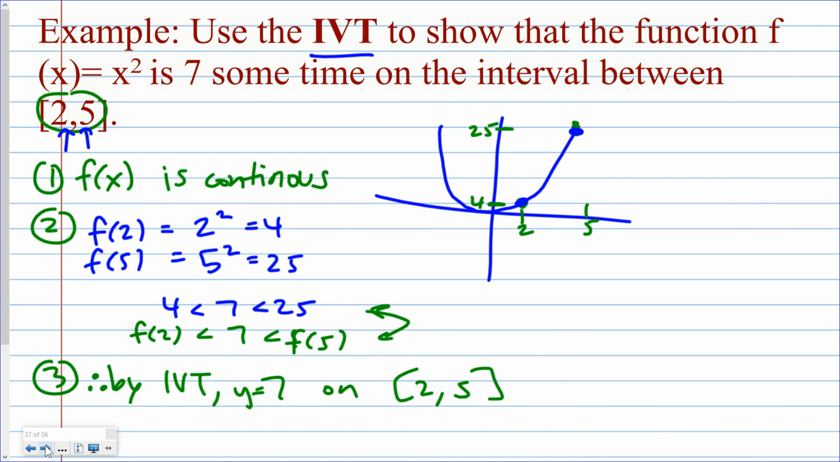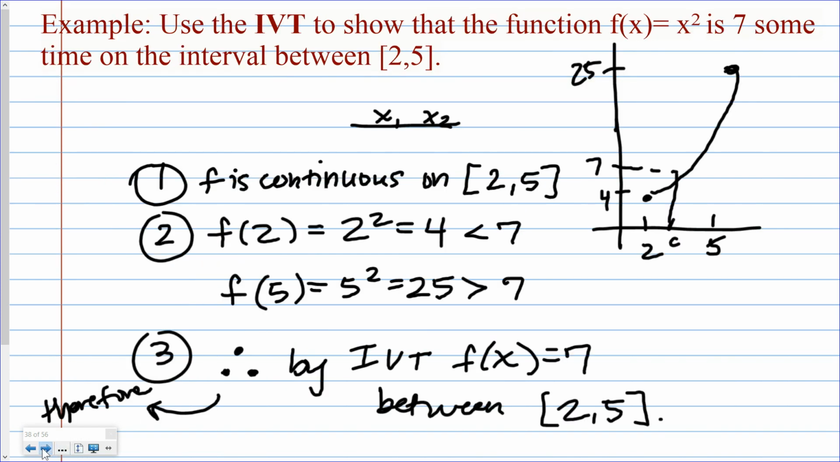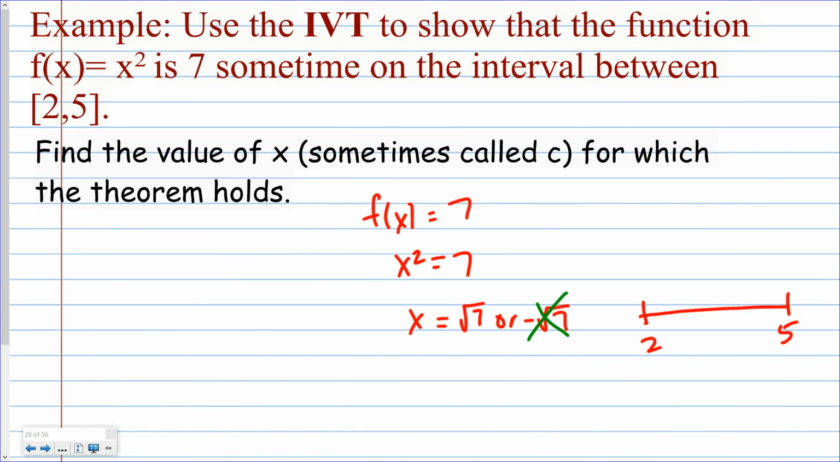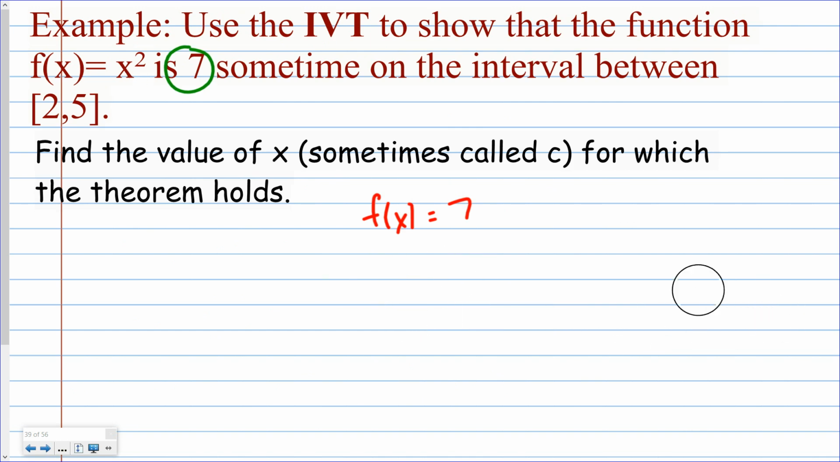The only tricky thing they can throw in is they can say, if 7 is on that interval, at what x value does it happen? At what x value does it happen? Then all you do is set this equal to 7 and solve for x, so your x would be positive square root of 7 or negative square root of 7.